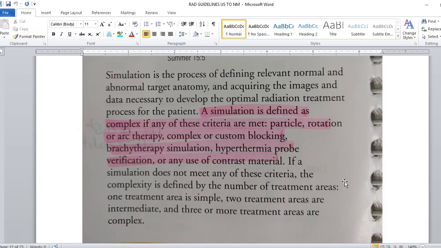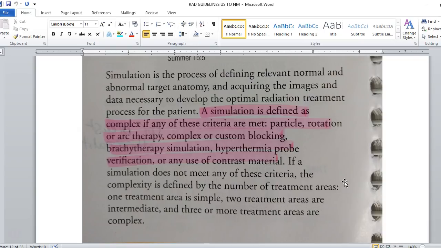So again, simulation is the process of defining relevant normal and abnormal target anatomy and acquiring images and data necessary to develop the optimal radiation treatment process for patients. So long story short, it is taking all of their imaging, all of their testing, all of their surgery, and running it through a computer simulation to figure out the best way to treat this patient based on the type of cancer they have and where the cancer is located and how many tumors are involved.